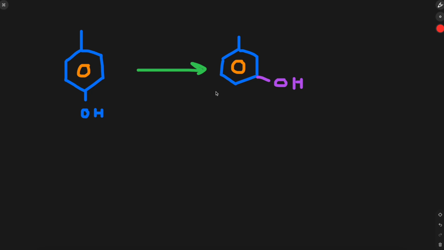So I'm going to ask you here, how can you track the progress of a reaction from this compound, the para or 4-methylphenol, to, let's say, 3-methylphenol? So how would you track this reaction progress through the use of C-NMR, or carbon-13 NMR, I should say? How would you track the reaction progress?